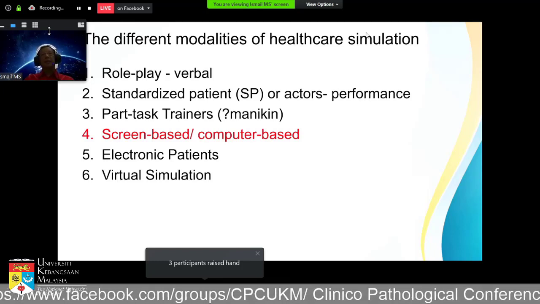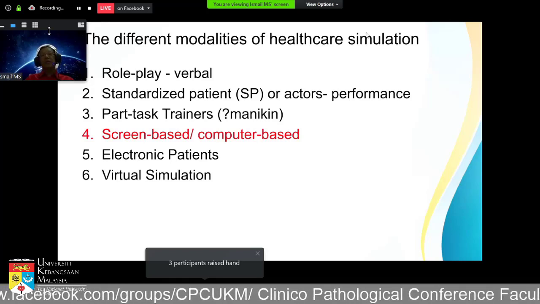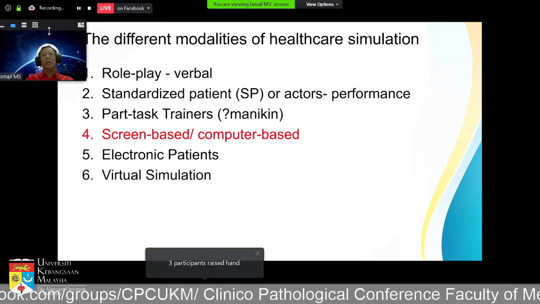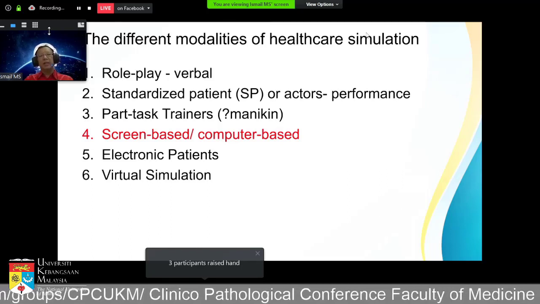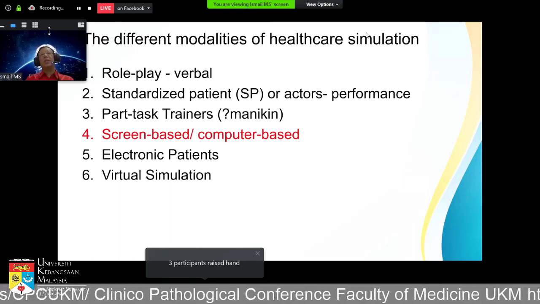Then, if you want to do some small, simple procedures, and you don't want to have a human being or a patient or an SP, you do it on a task trainer.